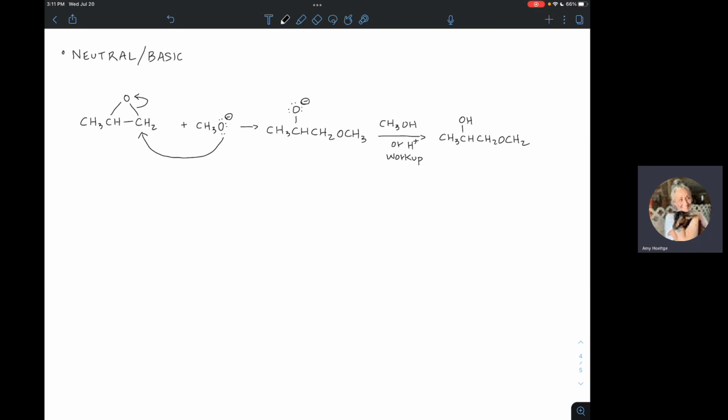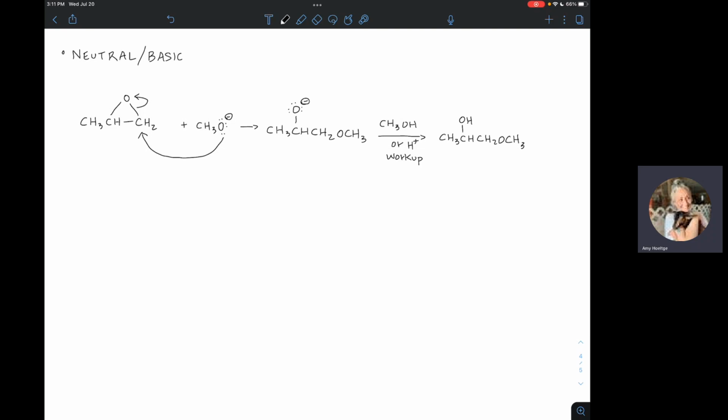So if you're doing this under neutral or basic conditions, your regioisomer is going to be such that you have formed a bond between the nucleophile and the less sterically hindered carbon in the unsymmetrical epoxide. So you'll see that your hydroxyl group will be on the more substituted carbon on the unsymmetrical epoxide.